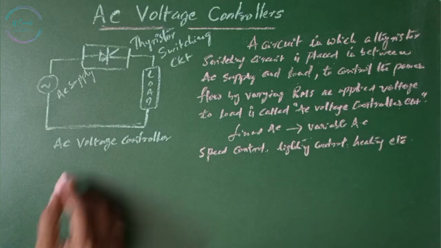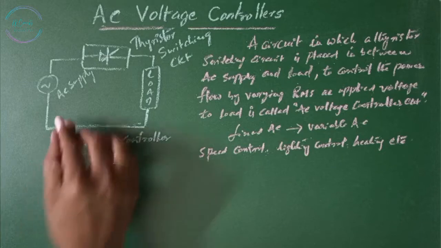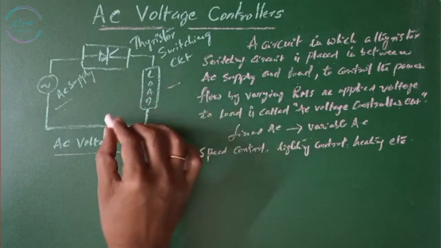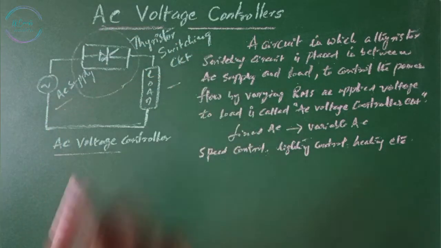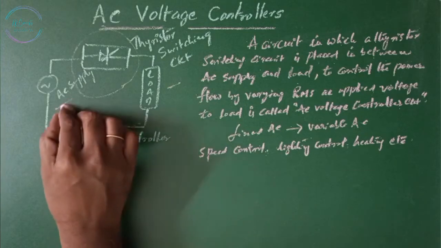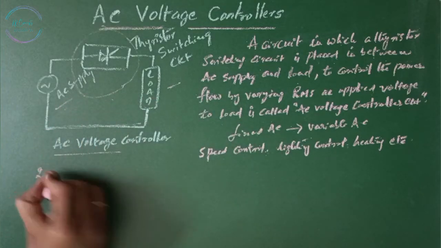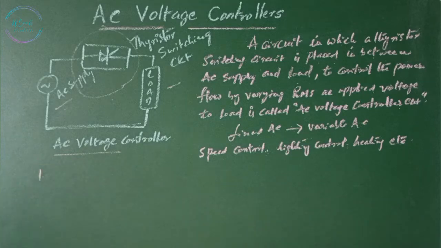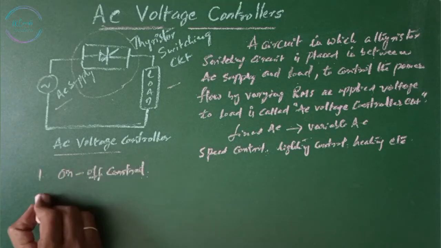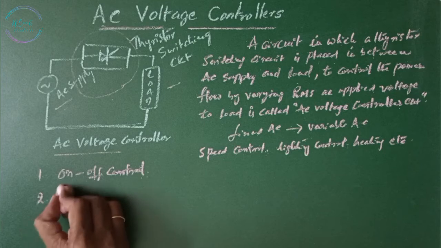etc. This is our AC voltage control circuit, where we have the AC supply and the load. In between these two, we have a thyristor switching circuit which is going to control the input supply given to the load. Now this is again of two types. First one is on-off control, and the second type is phase angle control.